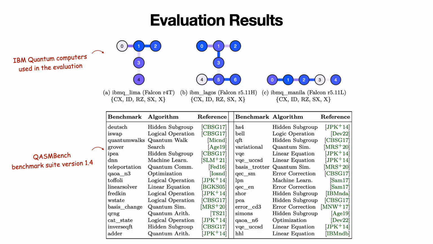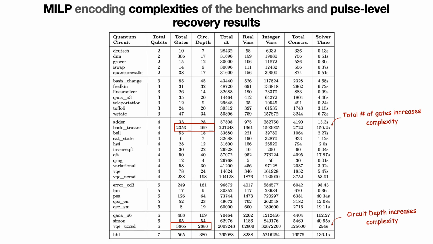In our evaluation, we use 3 different IBM quantum computers: T-shape, L-shape, and H-shape. For quantum circuits tested, we use well-known benchmarks from the QASM benchmark suite. The results of our evaluation on benchmark quantum circuits provide compelling evidence of the high accuracy and effectiveness of our techniques in reconstructing quantum circuits. The table shows that we are able to recover all the X, SX, and CX gates from all the benchmarks tested.